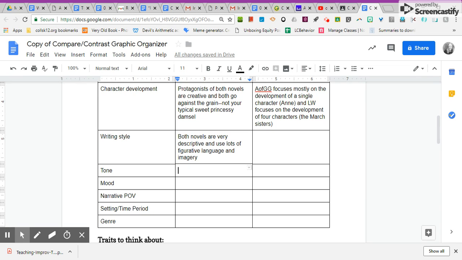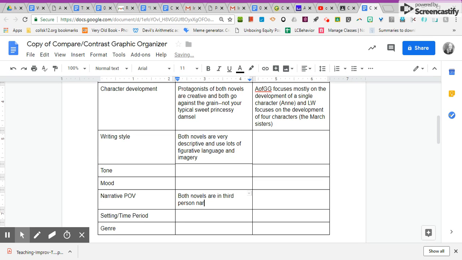Another thing I might consider is the narrative point of view. So that's who's telling the story, which character's thoughts do we know? Actually, both of these novels are in third person narration, which means they're told by a narrator who's outside the story, and we know the thoughts of one primary character.